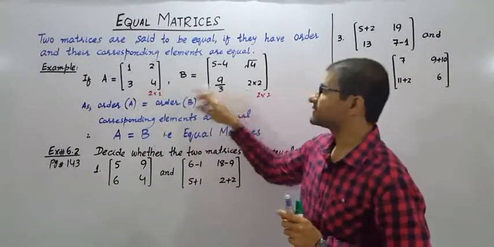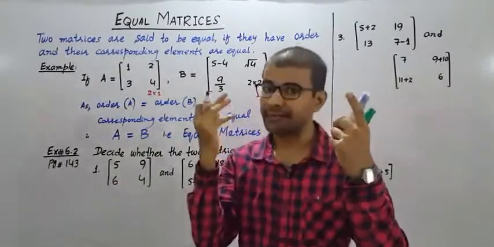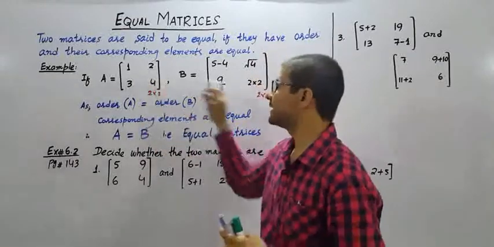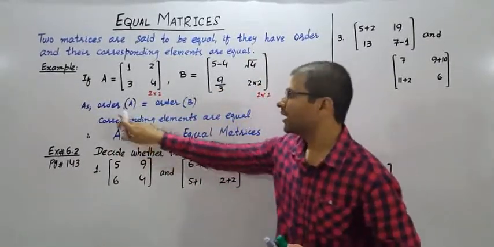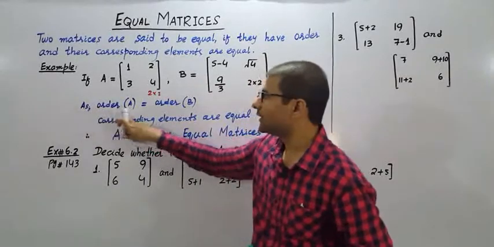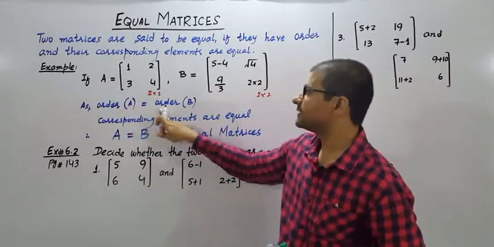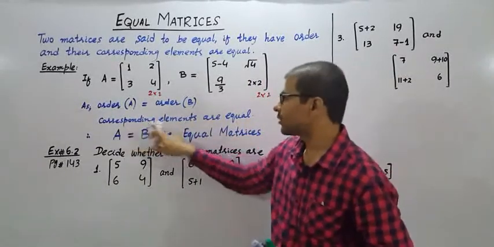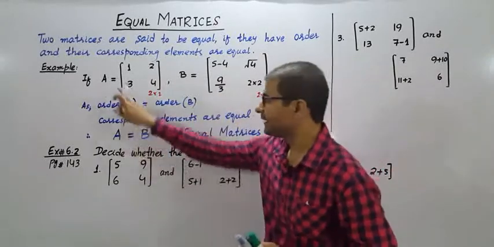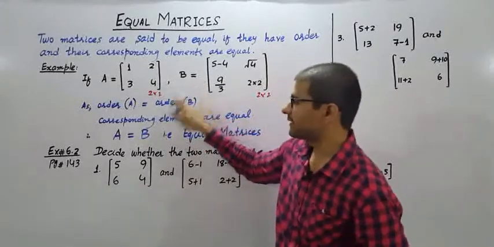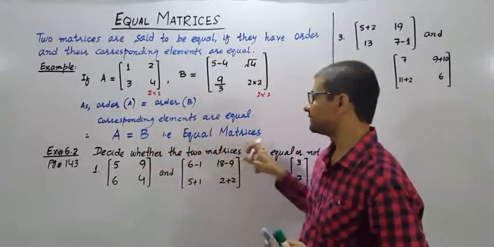The order of both the matrices is the same and their corresponding elements are equal. So these two matrices are equal. We can decide A is equal to B. Why? Because the order of A is equal to the order of B, and their corresponding elements are equal. So we can say that matrix A is equal to B, that is, equal matrices.